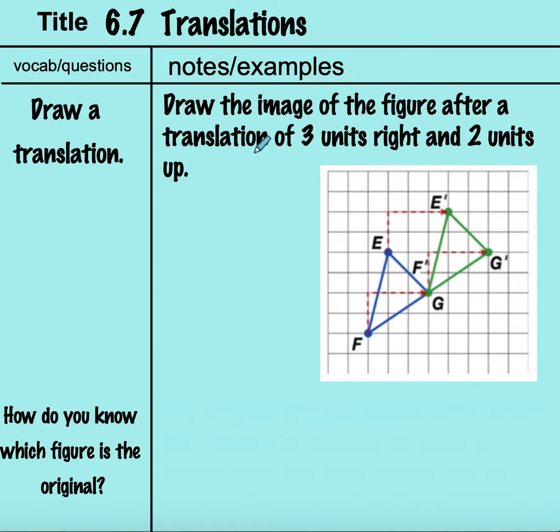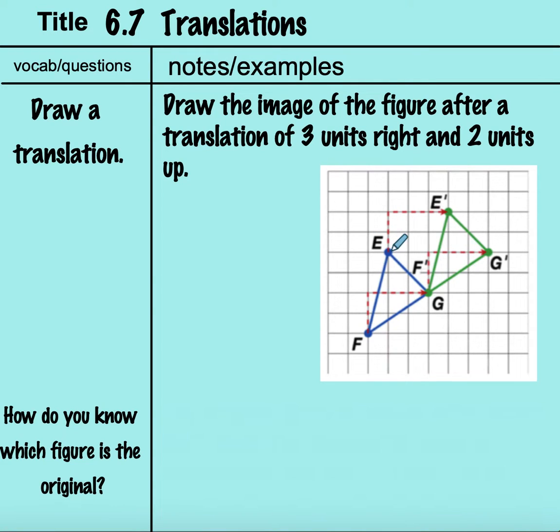So if we look to see what happened with this translation, it moved 3 to the right and 2 units up. So when you're doing these translations, you don't want to think about moving the whole figure. You want to think about moving each point. So if you move each point the same, then the figure as a whole is going to move the same.